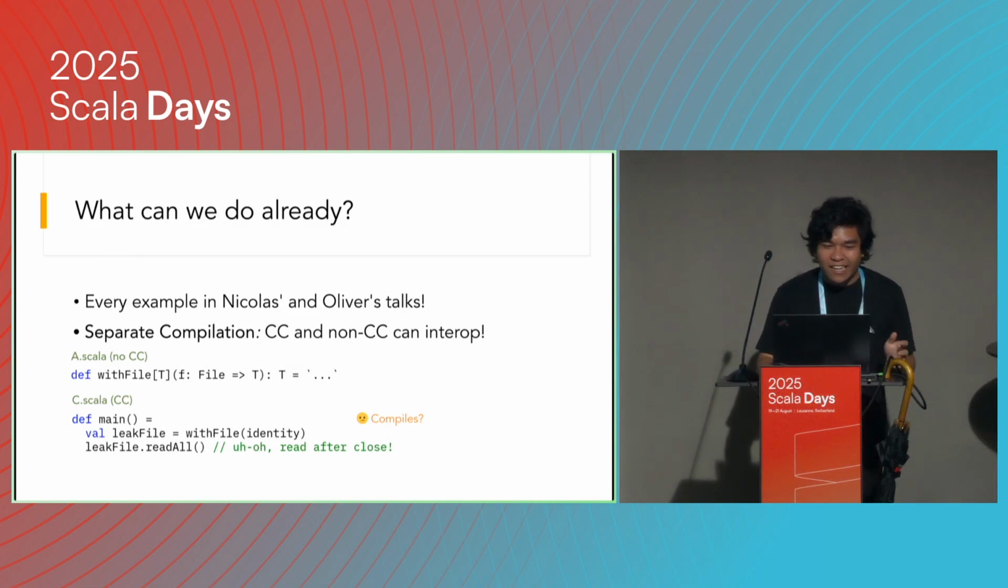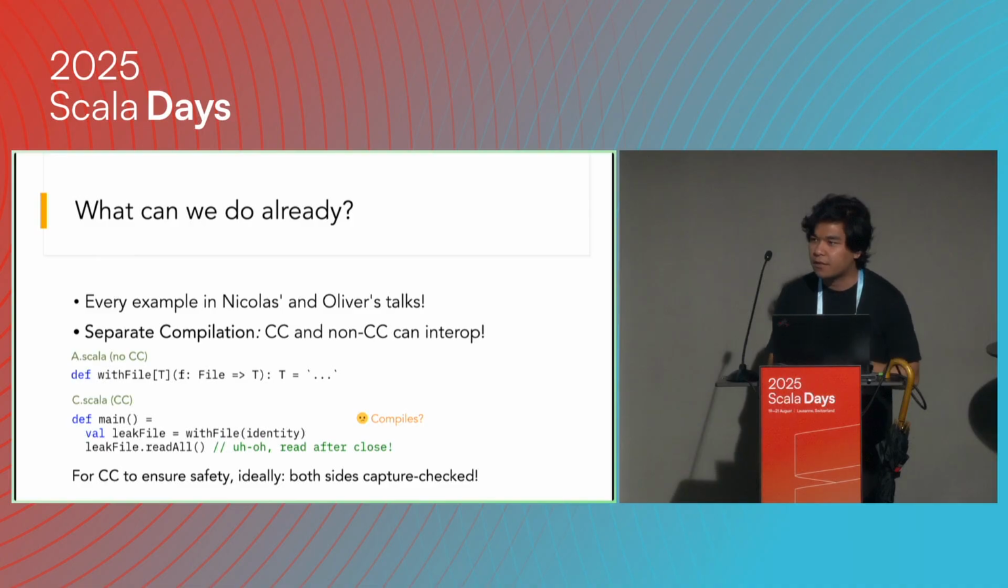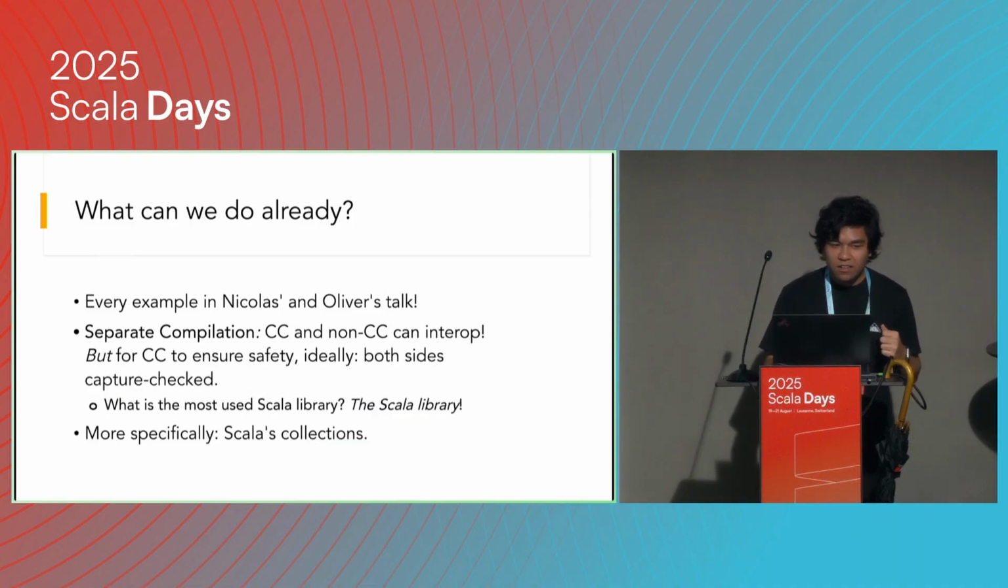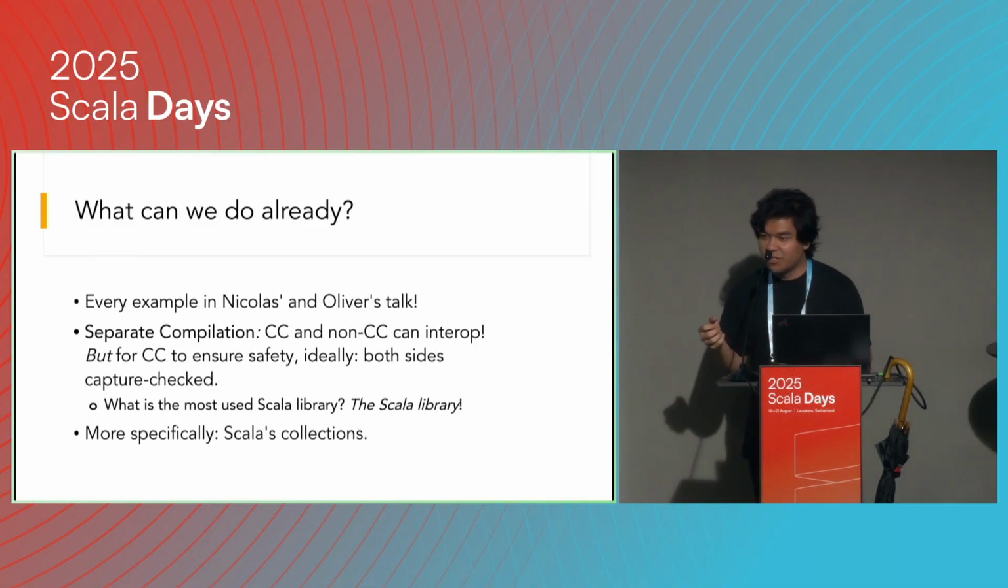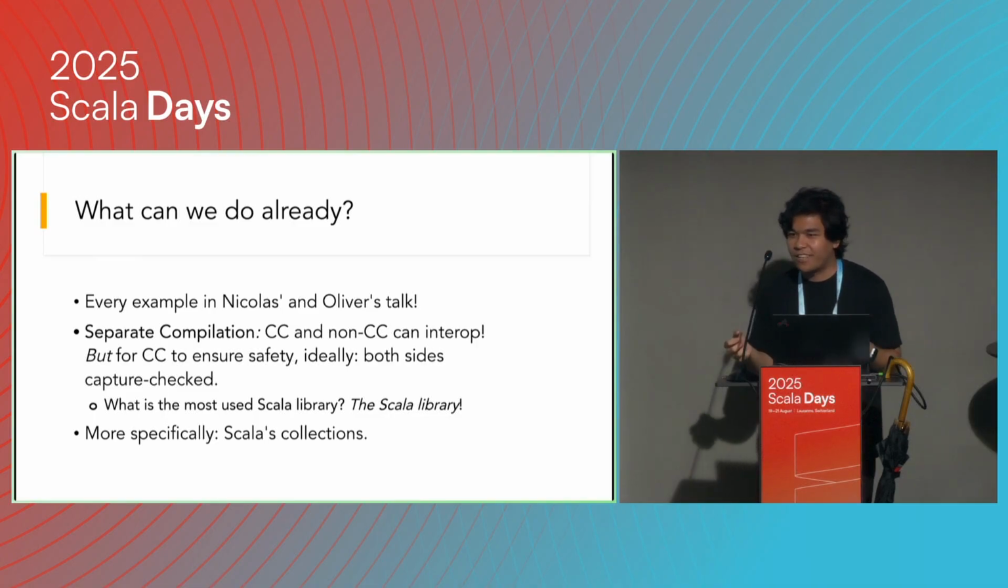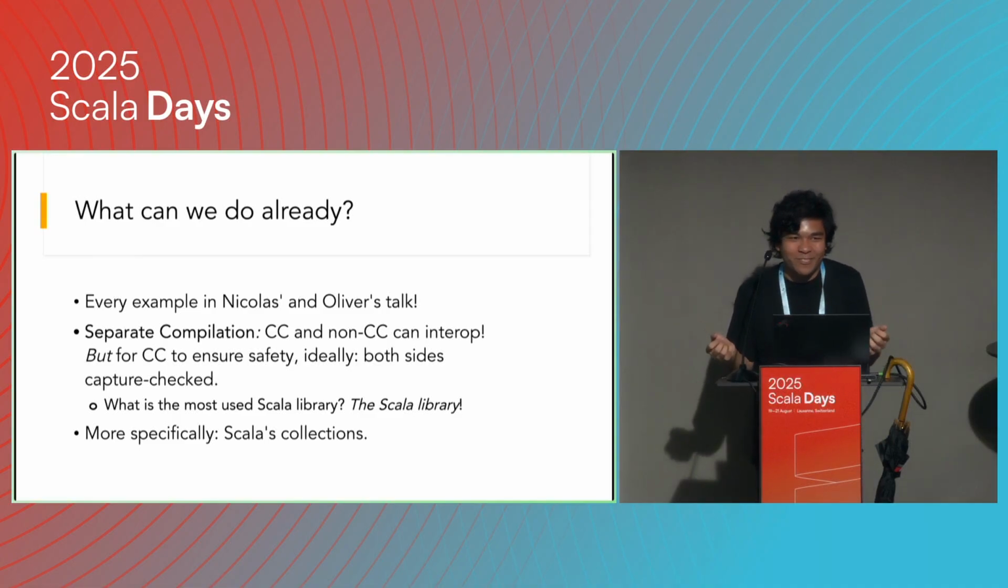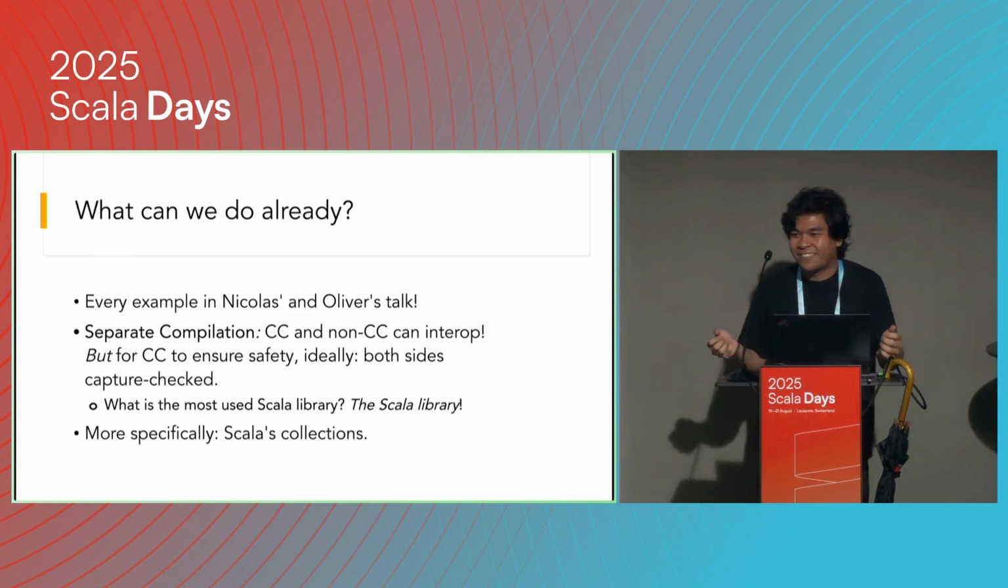That's kind of bad, isn't it? So in a sense, separate compilation lets you do things, things compile. But to ensure safety, ideally both sides should be capture checked. And so that creates a problem, right? Because we have a compiler, we have the language that is capture checked, but if we don't have libraries that are capture checked, we can't use anything that is capture checked, then it's not really safe, isn't it? It's kind of like a toy.